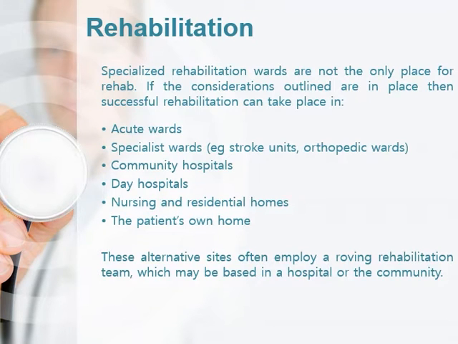Specialized rehabilitation wards are not the only place for rehab. If the considerations outlined are in place, then successful rehabilitation can take place in acute wards, specialty wards like stroke units, orthopedic wards, and so on, community hospitals, day hospitals, nursing and residential homes, and even in the patient's own home. These alternative sites often employ a roving rehabilitation team which may be based in a hospital or the community.